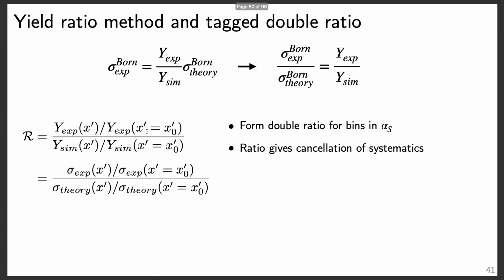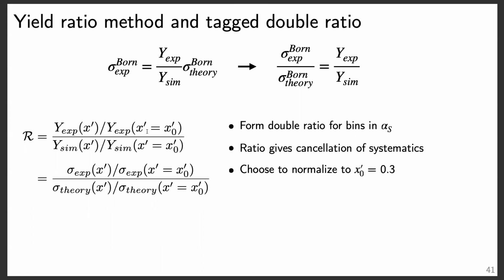Now, one of the advantages to this double ratio is that you get a cancellation of systematics. First of all, your luminosity for both data and simulation completely cancels. But also, since we're doing this in bins of alpha S, we're looking at neutrons that essentially have the same momentum. The neutron detection efficiency in our detector is a function of momentum, so if we're taking this ratio for neutrons that, within the width of the bin, all have the same momentum, the detection efficiency also approximately cancels.